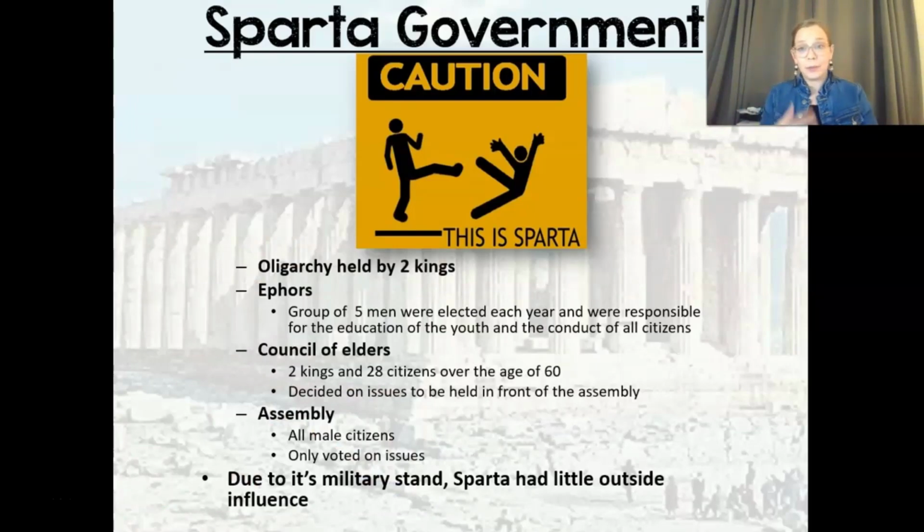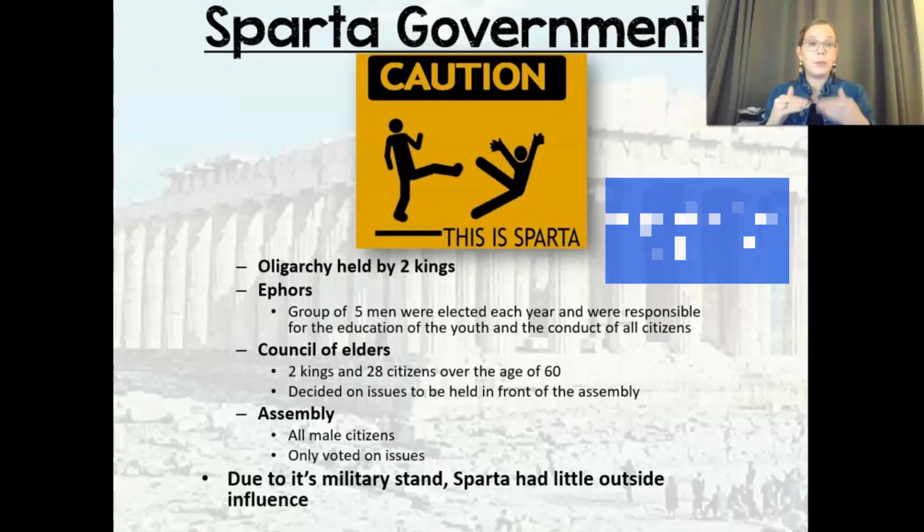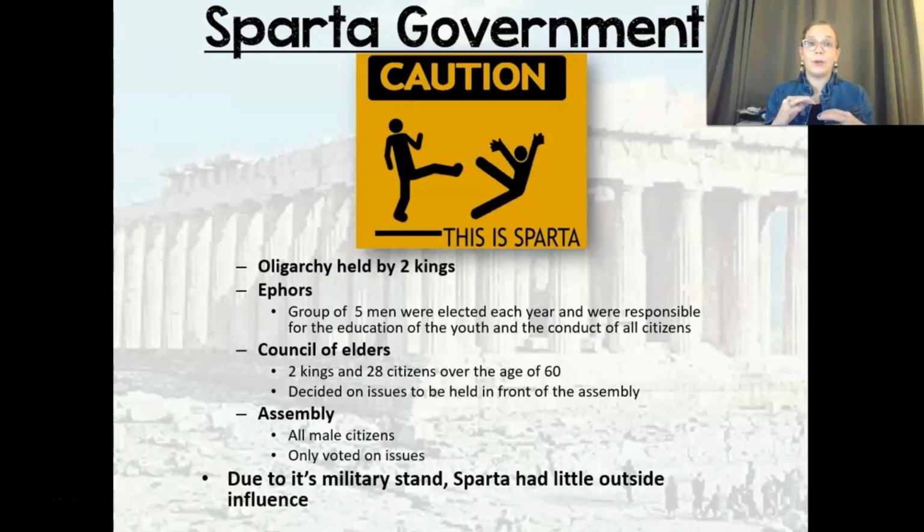When it comes to government, Sparta was an oligarchy. So they were the ones that had two kings. And then they had some people below that were helping in the government. So they had first a group of 5 men that were called ephors. And the ephors were elected every year. And they were basically in charge of educating the younger generation and keeping an eye on how everybody in the city-state was acting.